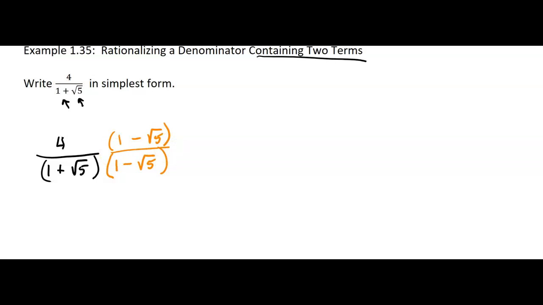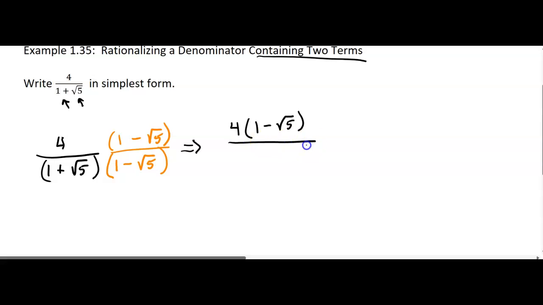So right now we have 4 over 1 plus the square root of 5. So what we're going to do is multiply by the conjugate of that denominator, 1 minus the square root of 5. Now you have to do it in the numerator as well as the denominator. Okay, so the conjugate of 1 plus the square root of 5 is 1 minus the square root of 5. Okay, so now we're going to multiply stuff out. In the numerator, I might not multiply it. I might just leave it, 4 times 1 minus the square root of 5. And there's a reason for that, but we'll see it later.